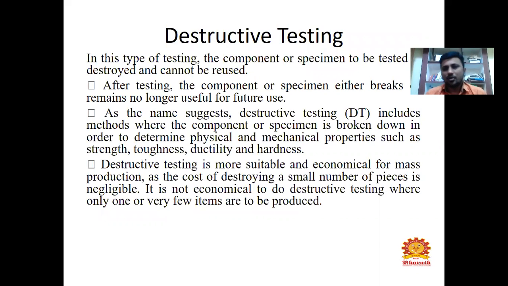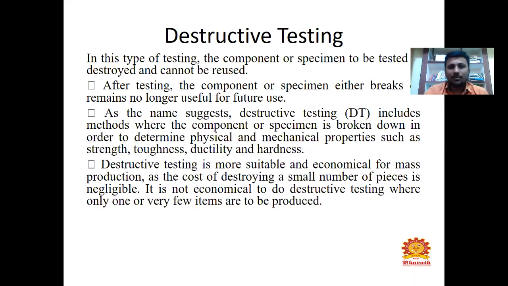First of all, we are going to look at destructive testing. We need to know what destructive testing and non-destructive testing are. That only we can find out which is the destructive type and which are the non-destructive type. In destructive testing, the component or specimen to be tested is destroyed and cannot be reused. That is the first major difference between DT and NDT.